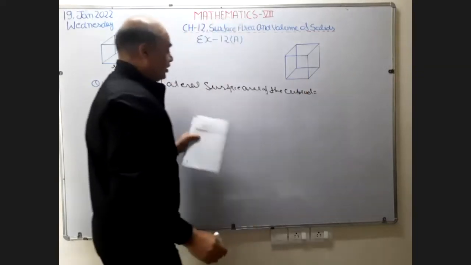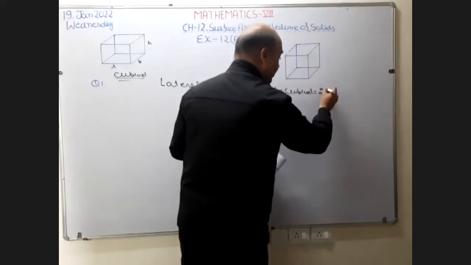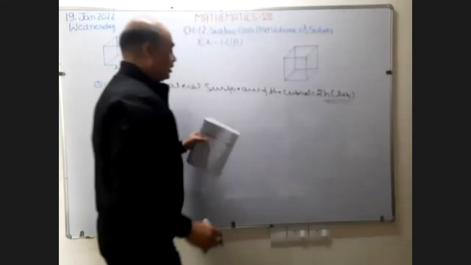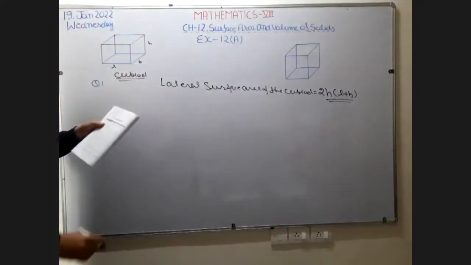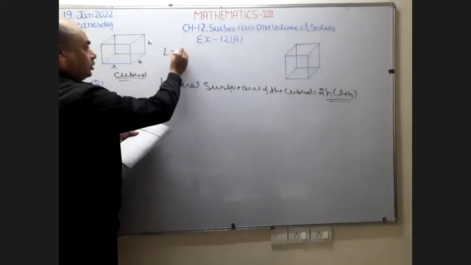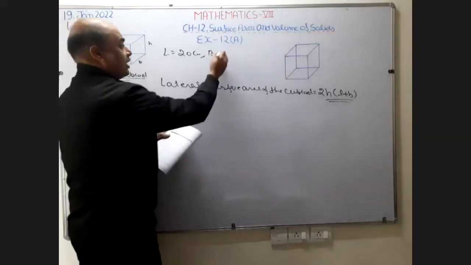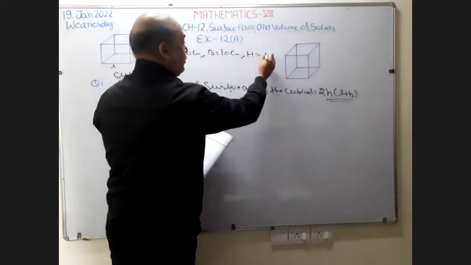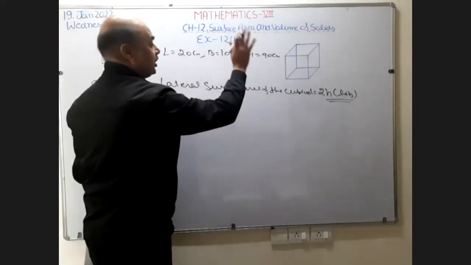Write down the formula. What is the formula for finding the curved surface area, lateral surface area of a cuboid? The formula is 2h(L + B). So this is the formula for finding the curved surface area or lateral surface area of the cuboid. Now the dimensions are given. Length is given: 20 centimeter. Breadth is given: 10 centimeter. And height is also given: 40 centimeter. So write all three dimensions. This is your length, this is your breadth, and this is your height.